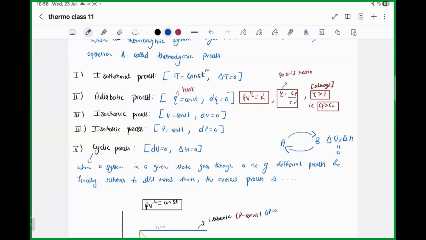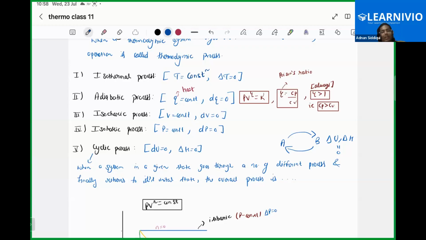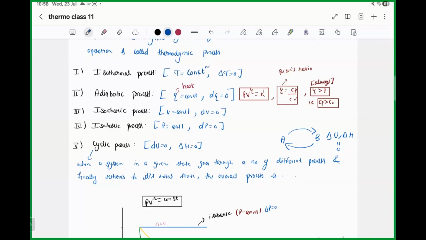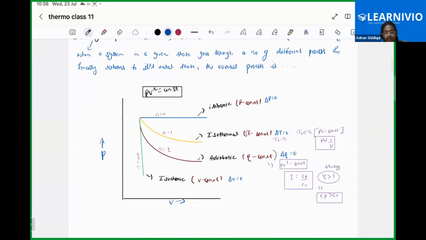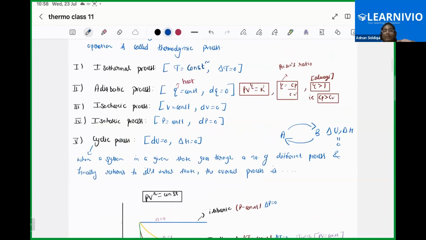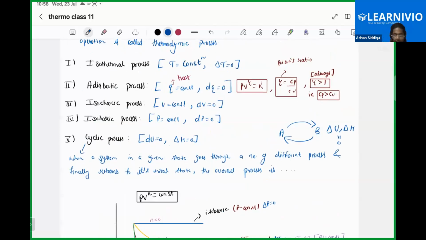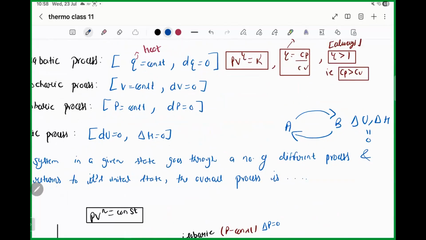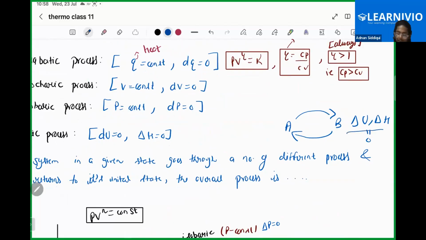And adiabatic? Adiabatic is basically heat. Okay, but you didn't show cyclic process in the graph. Why? Because in cyclic process, we have a separate graph. You started with A, then you came back to A after going through different places. So your internal energy as well as enthalpy is going to be zero. There is no change in enthalpy or energy.